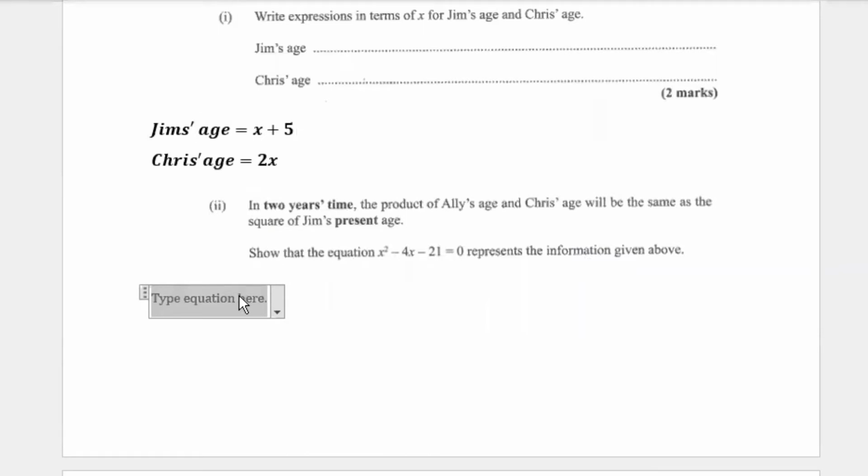But if we're taking it in parts, it says June 2021. It's a last year paper. It says in 2 years' time, the product of Ali's age. So in 2 years' time, using Ali's age, which is X, how old will Ali be? That is my first question to you. How old will Ali be in 2 years' time?